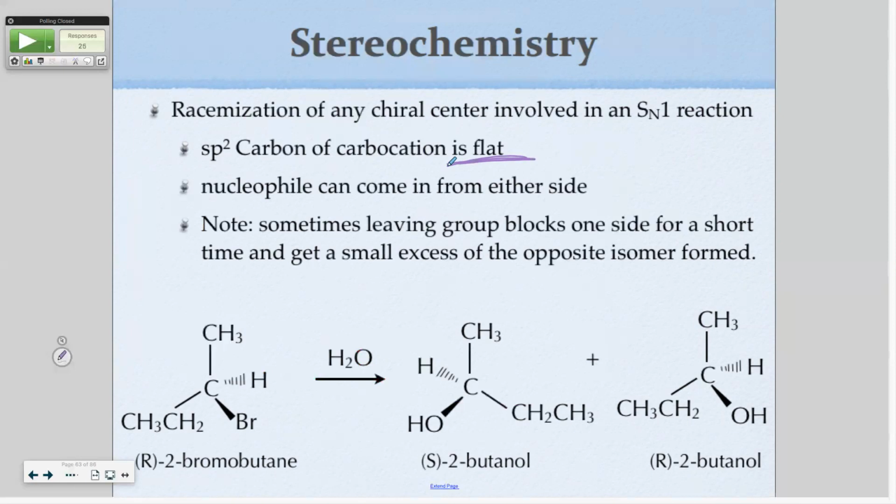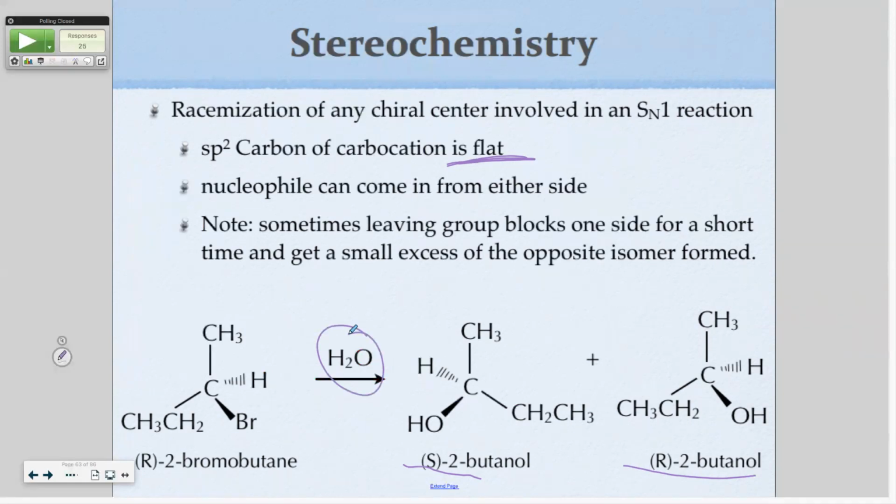So if you start with one chiral center, R-2-bromobutane, and you do this reaction in water, you're going to get both the S and the R. Because the intermediate is flat, you just screwed up and lost your stereochemistry that you paid big bucks for. So you wouldn't make it that way. You would try to make it go SN2, so that you could get one chiral center. But water is not a strong nucleophile. It's a weak nucleophile. That allows the molecule time to make the carbocation and go through the SN1 mechanism.